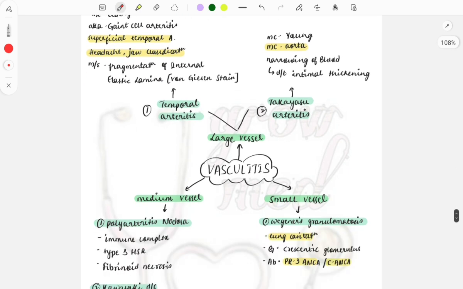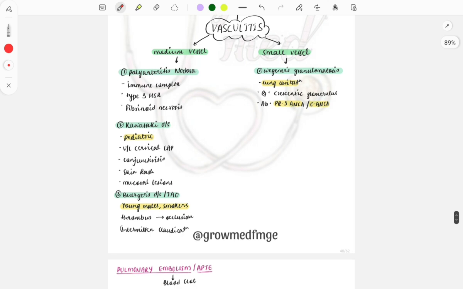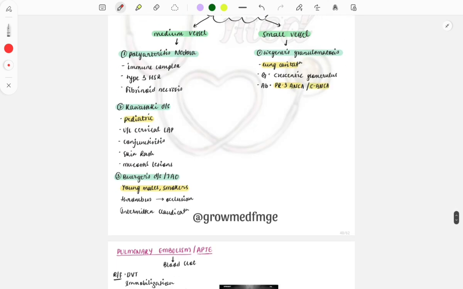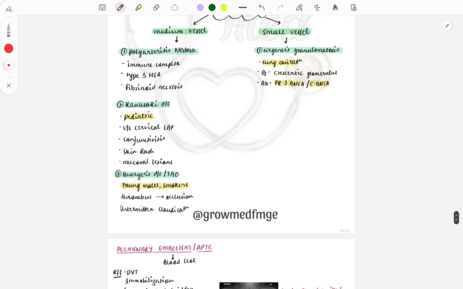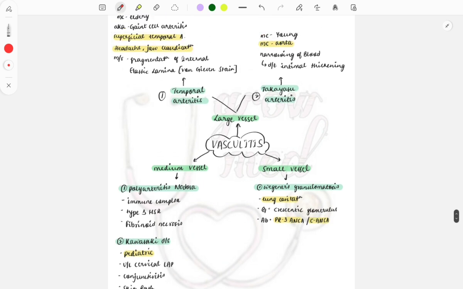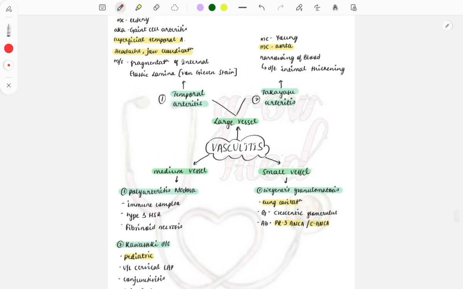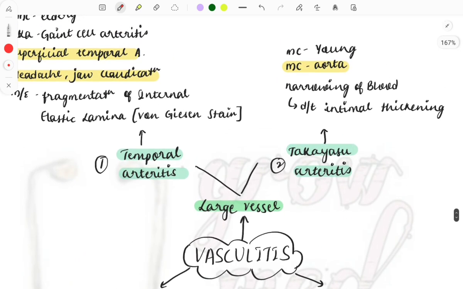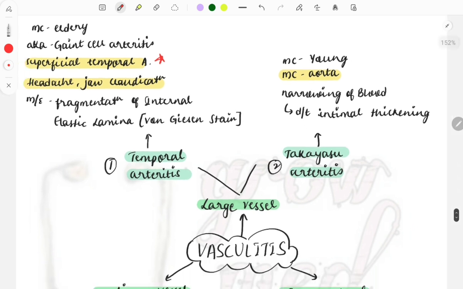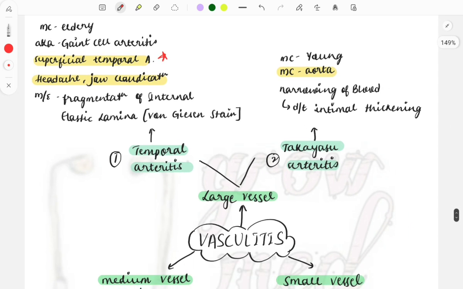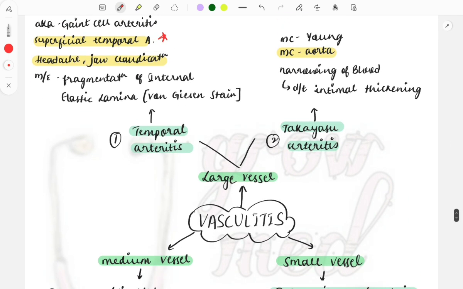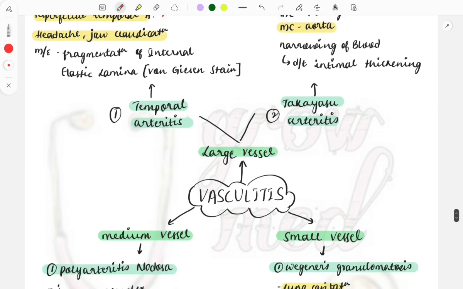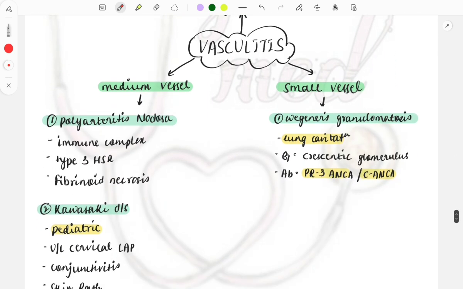Then moving on to the vasculitis. So this is also an important topic, and you can expect a question from this vasculitis also. The questions asked from these are like giving a clinical case, so mostly case-based questions are asked. The most important which you must remember is the superficial temporal artery, and you can see features like jaw claudication and headache. Then Takayasu's, most common site is the aorta, in young patients, and narrowing of the blood vessel. Then medium and small vessel.